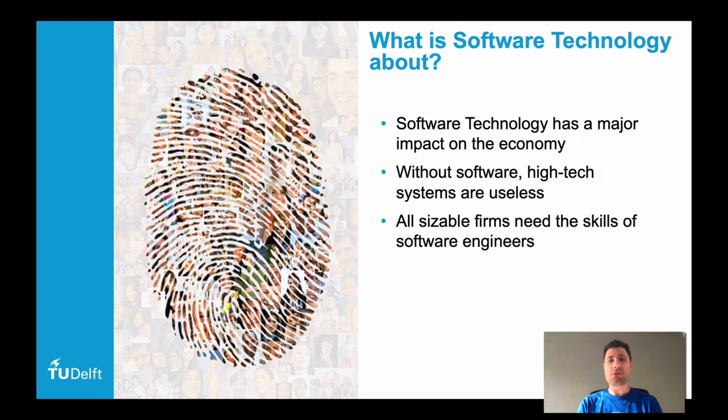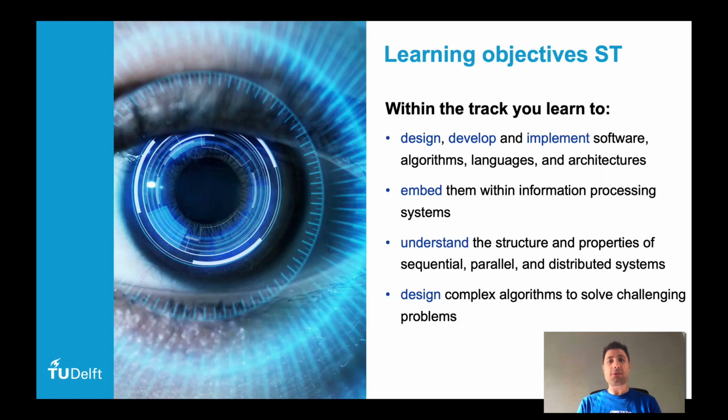So that is the goal of this track, to make you the best software engineer possible. If we formulate this into learning objectives, you are going to learn how to design, develop, and implement software algorithms, languages, and architectures. You are going to understand the properties of sequential, parallel, and also distributed systems, right? And very important, to scale software when the company is too big. And you're going to learn how to design complex algorithms to solve the challenging problems that those companies probably have.